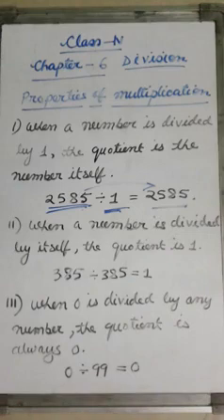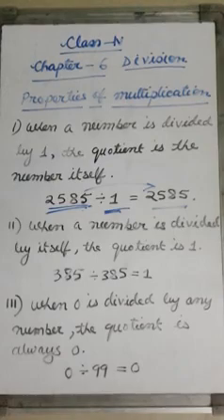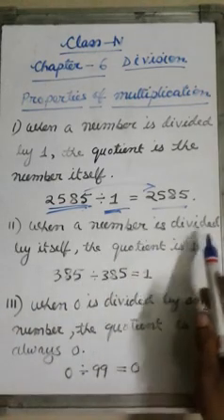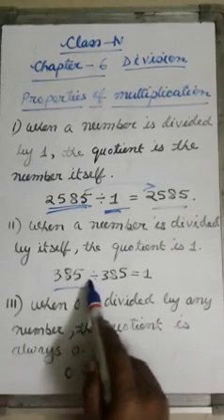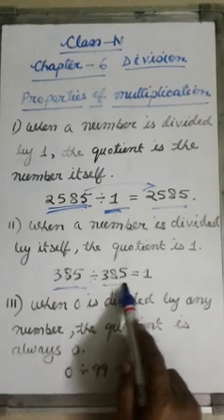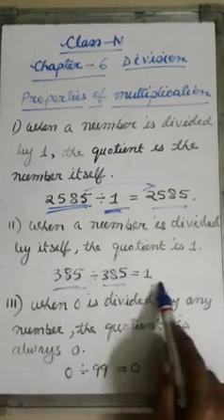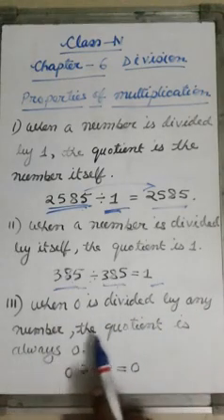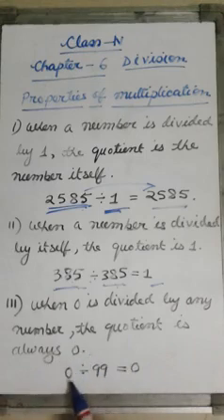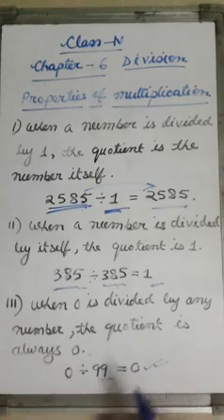Property number 2, when a number is divided by itself, the quotient is 1. When a number is divided by itself, I am having this number 385, I am dividing by the same number, so the result will be 1. Number 3, when 0 is divided by any number, the quotient is always 0. If we divide 0 by any number, we get the quotient 0.